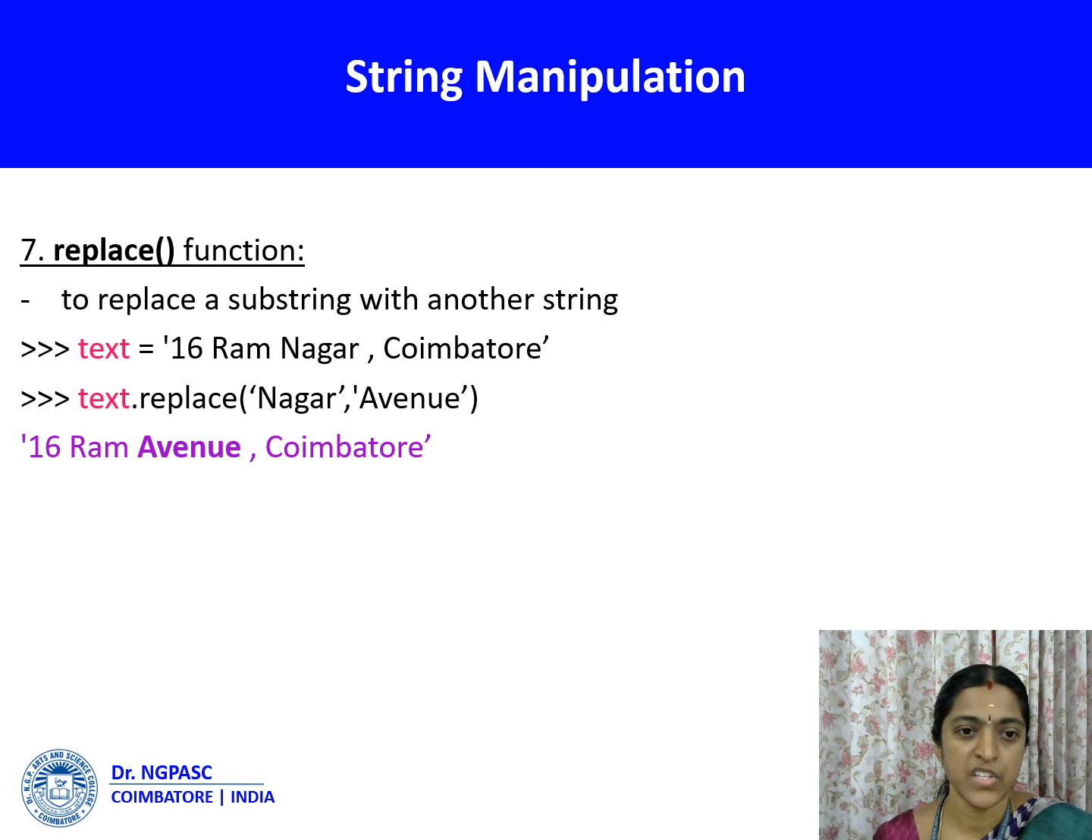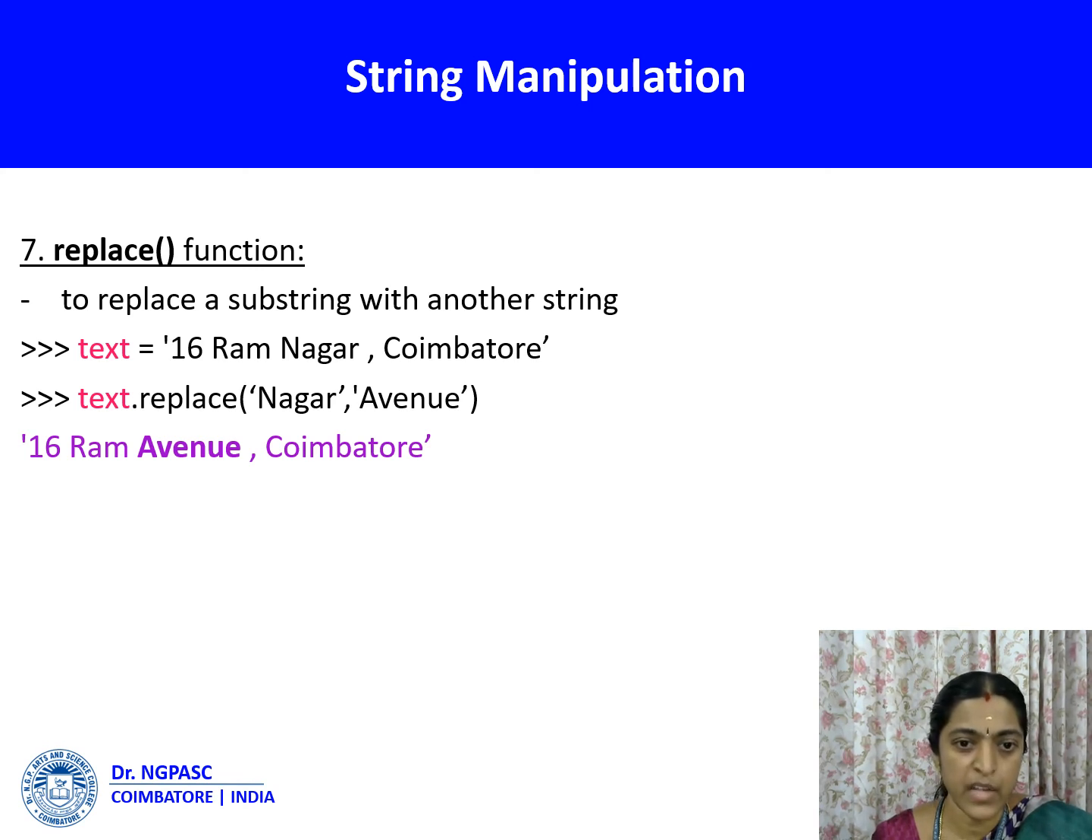And the last function is the replace function. The replace function is used to replace one substring with another substring. So it is like the find and replace that we do in Word. So here text is equal to 16 Ramnagar, Coimbatore is being assigned. And to this text variable, I'm applying the replace function. The replace function takes 2 arguments. One is Nagar, another is avenue.